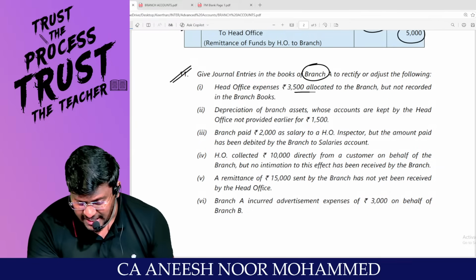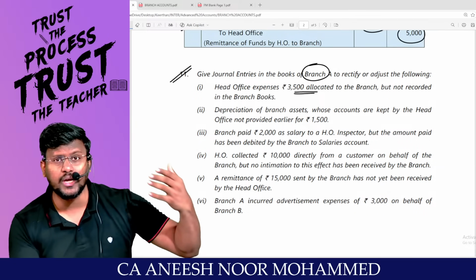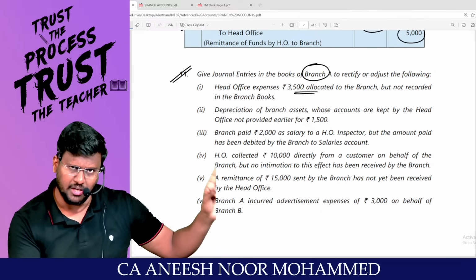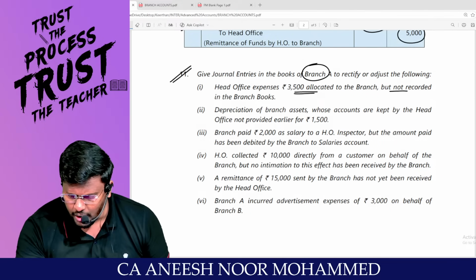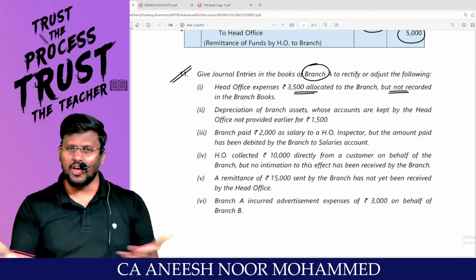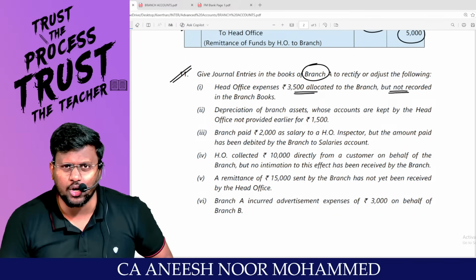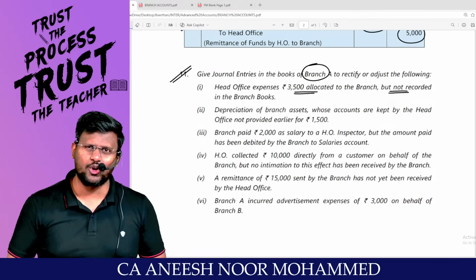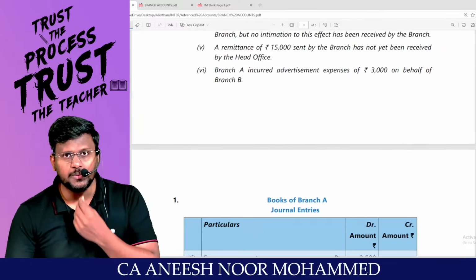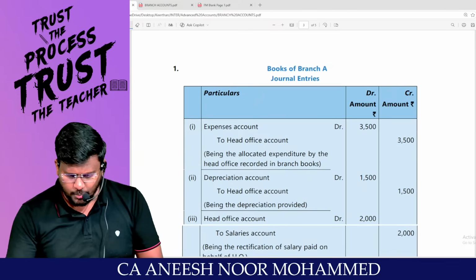Head office expense 3,000 allocated to branch. That means the expense has been incurred by head office. They allocate the expense to the branch, but it is not recorded in the branch books. Okay, we have not recorded, so now we are going to record. It's a branch expense, we are supposed to record it.